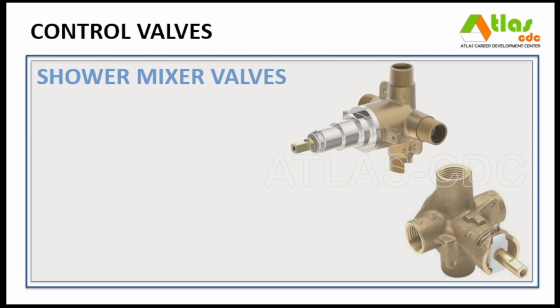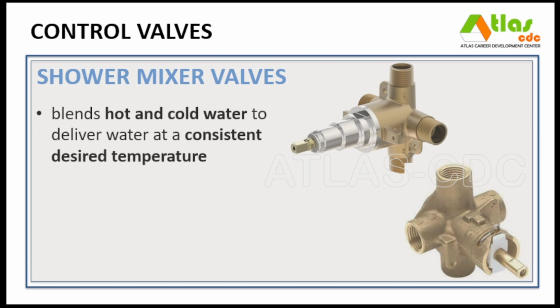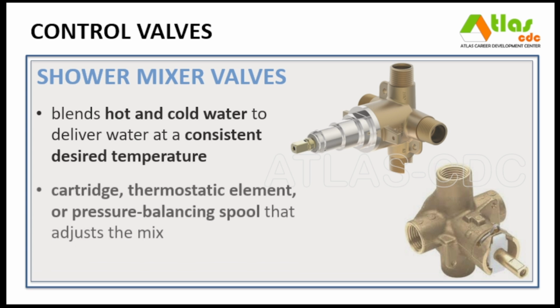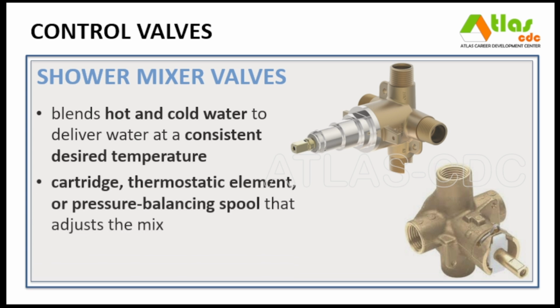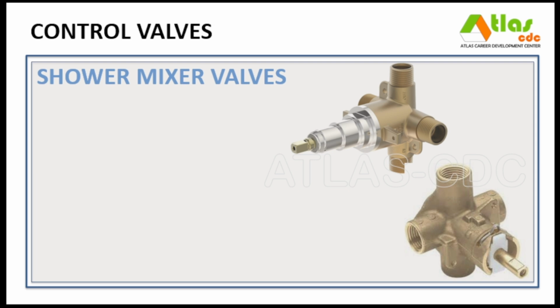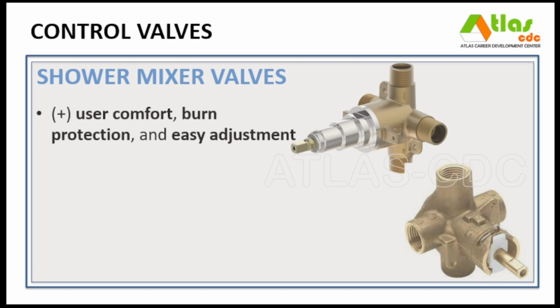A shower mixer control valve blends hot and cold water to deliver water at a consistent desired temperature. Its mechanism typically involves a cartridge, thermostatic element, or pressure balancing spool that adjusts the mix based on user input or fluctuations in pressure or temperature. The primary function is to provide safe and comfortable water temperature for showers.